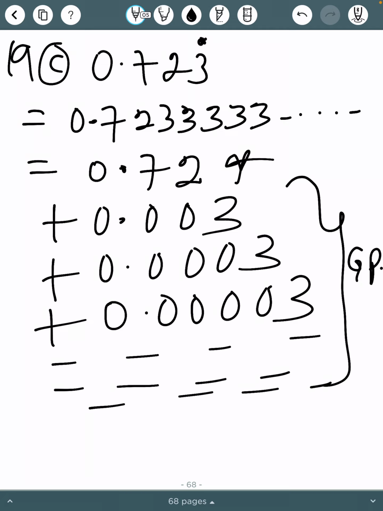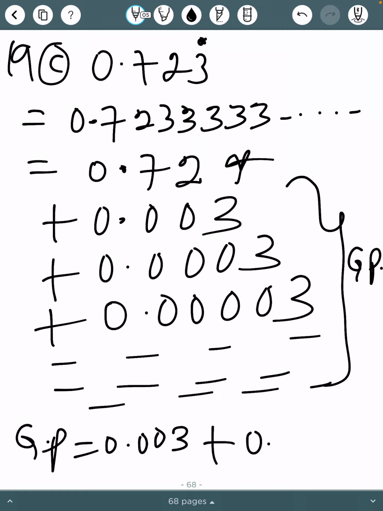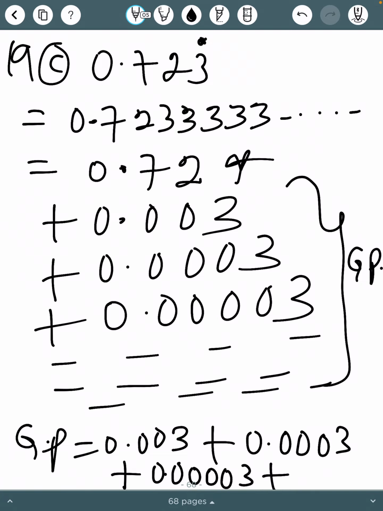Now, in that geometric progression, the first term of the GP is 0.003. The second term of the GP, sorry, let me make it an addition instead of a comma. The second term of the GP is 0.0003. The third term of the GP is 0.00003, and so on and so forth.